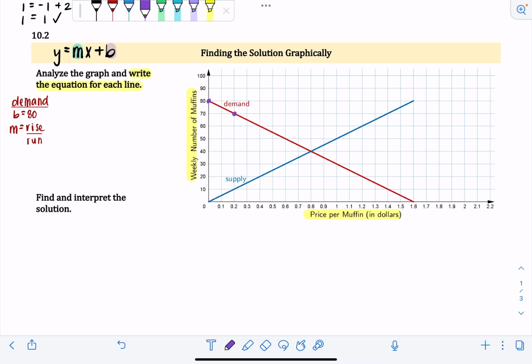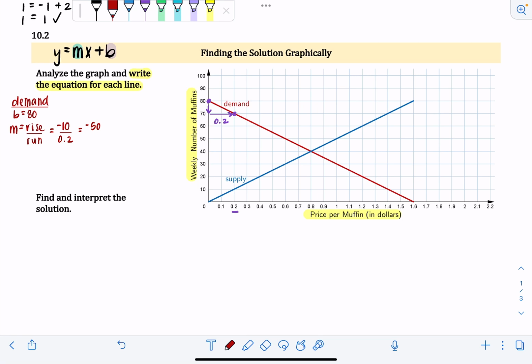For the rise, I'm going down from 80 down to a height of 70. So my rise would be -10 since I'm going down by 10. And then for my run, I'm going over from an x coordinate of 0, because it's right on the y-axis, over to 0.2. So I'm going from 0 to 0.2, so this becomes 0.2 right here. Then we can just divide: -10 divided by 0.2 is -50.